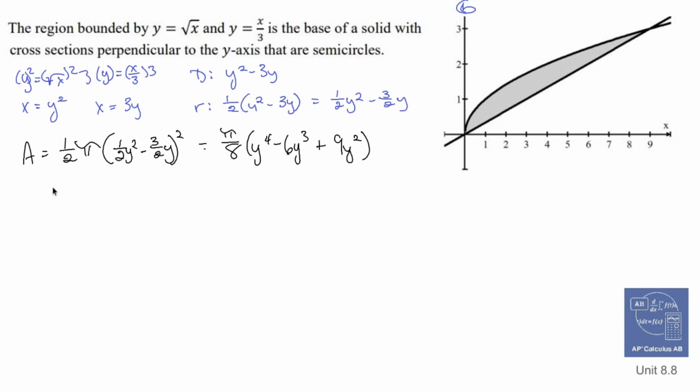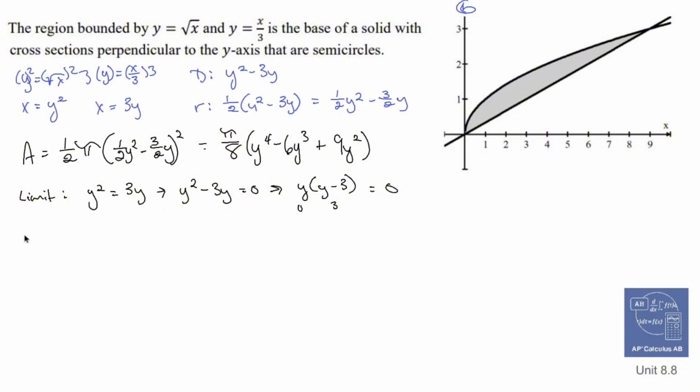Let's just double check. The limits are when I take these two original equations and set them equal to each other. So y squared equals 3y. Subtract 3y from both sides, so y squared minus 3y equals 0. Factor that out, y times (y minus 3), so yeah, we get 0 and we get 3, so those are our limits. Happy, happy, happy, happy, happy.